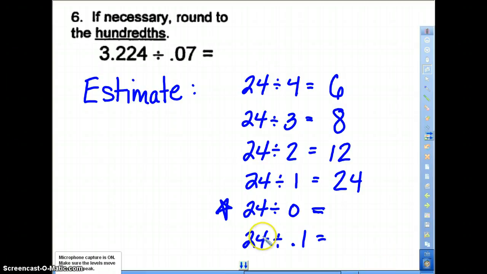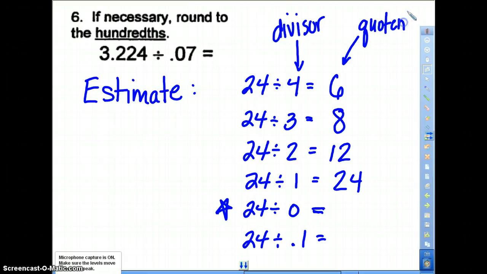Now I want you to take a look at this. The 24 always stays the same, but the number that you're dividing by keeps getting what here? Yeah, it keeps getting smaller and smaller. And as our divisor, that's called a divisor, keeps getting smaller, what is happening with our quotients? It's getting bigger and bigger. Of course, we have to skip this one because you can't do it.